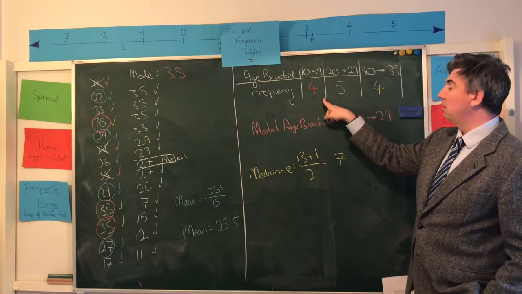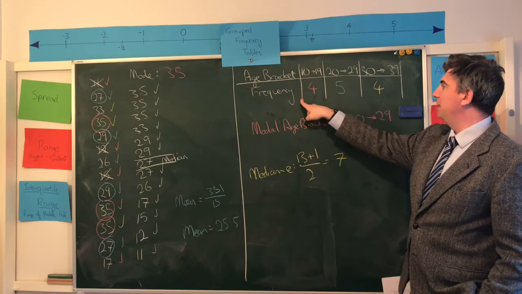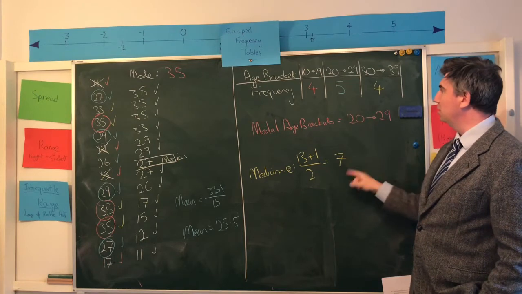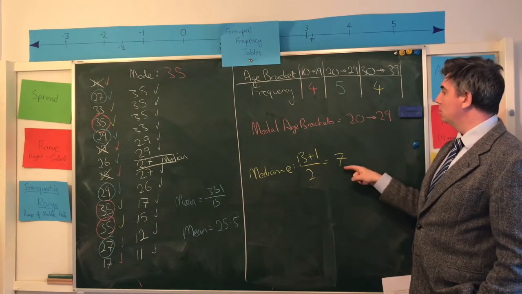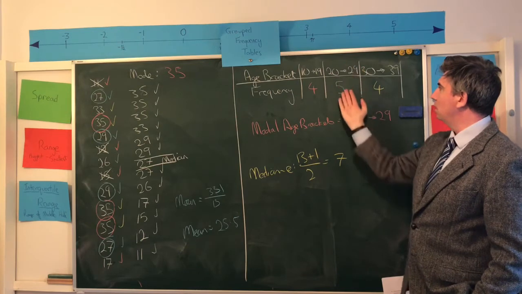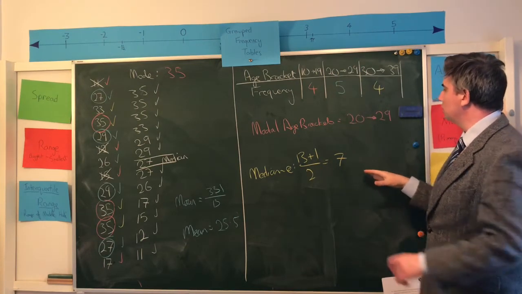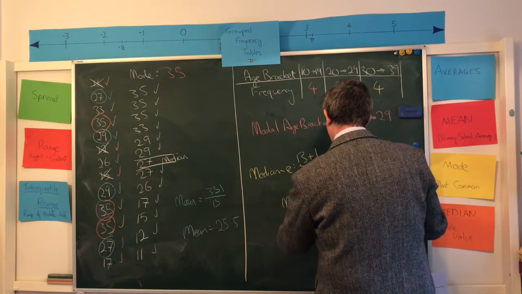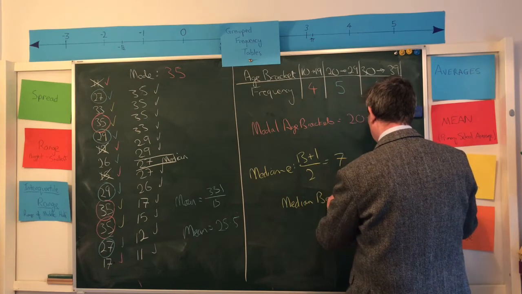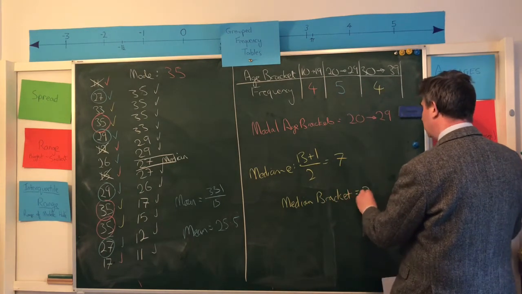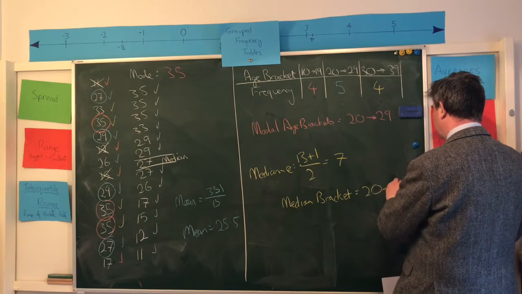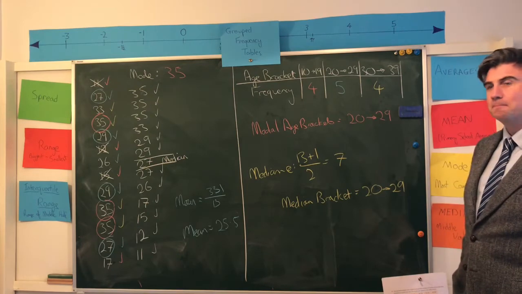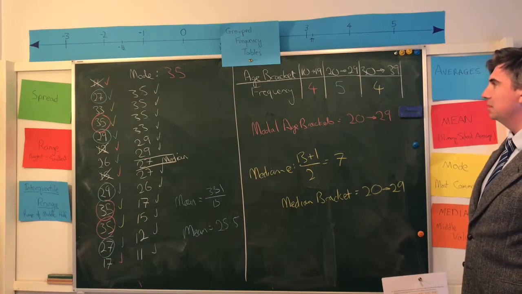If I go from here to here, I've only covered 4 terms, but if I go from here to here, I've covered 9 terms. So when I went from here to here, I passed by the 7th term. So therefore the 7th term must be in this column in here. So the median bracket is equal to 20 to 29. So the median is 20 to 29. That's the median age bracket.